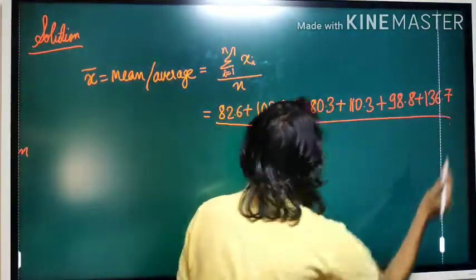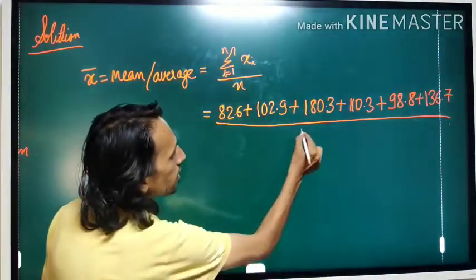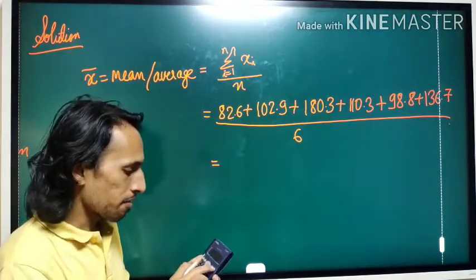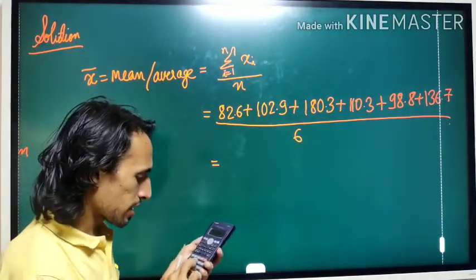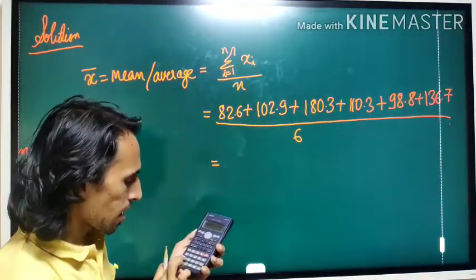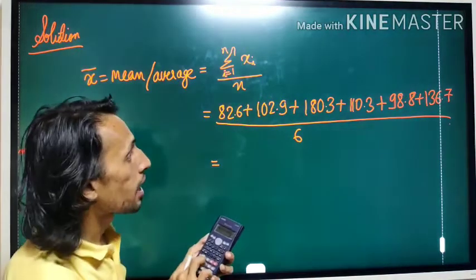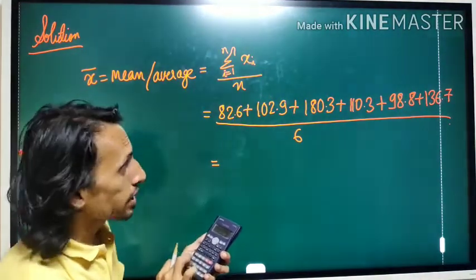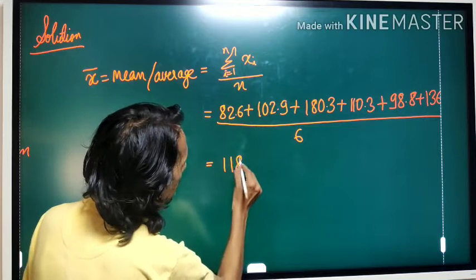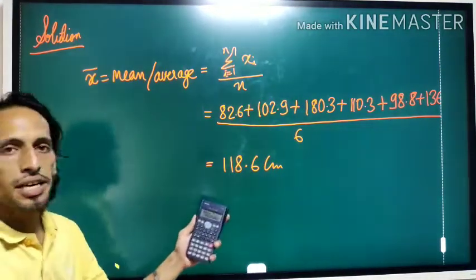सो व्हाट इज द वैल्यू ऑफ एन? 1 2 3 4 5 6 values are there, so 6. So from here you can calculate the mean value. So 82.6 plus 102.9 plus 110.3 plus 98.8 plus 136.7. This the value comes out to be 118.6 centimeter. So this is the mean value.